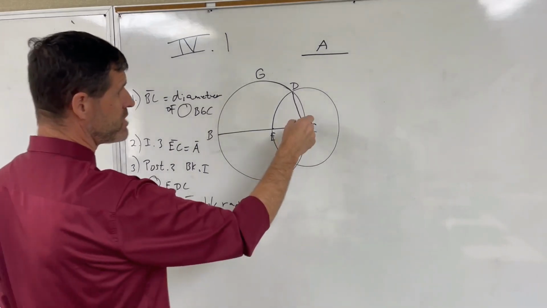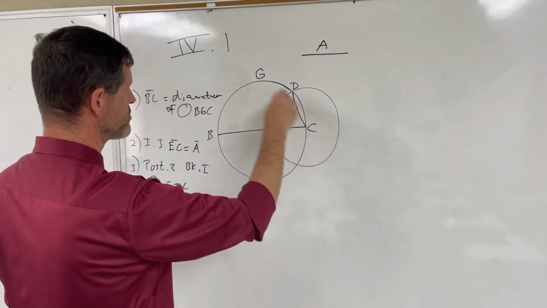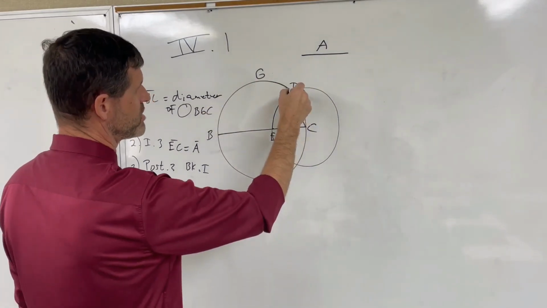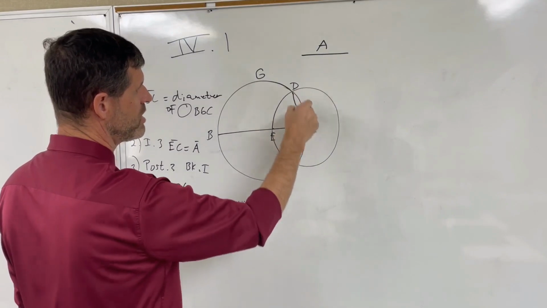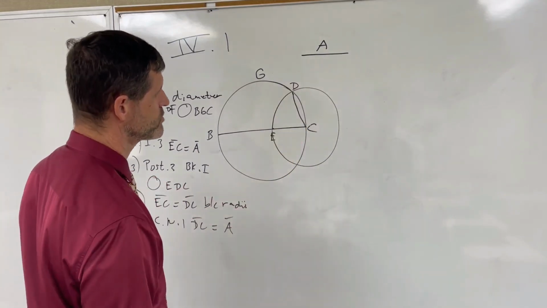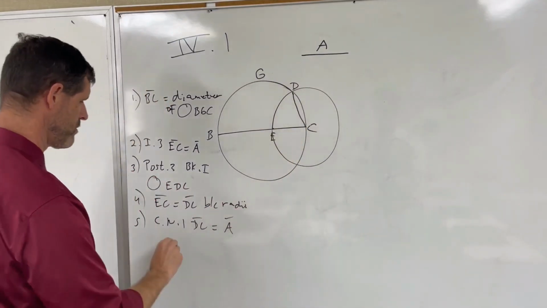But DC is a line that has been fitted into our original circle BGC because its extremities are at D and C, which are both on the circumference respectively. Therefore, QEF.